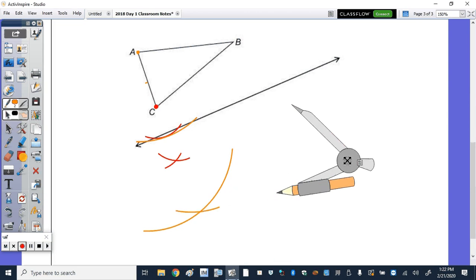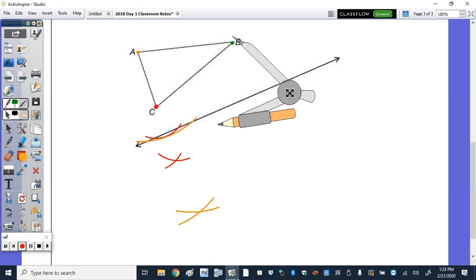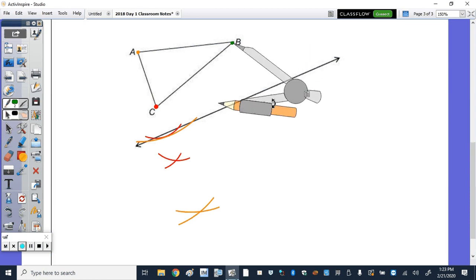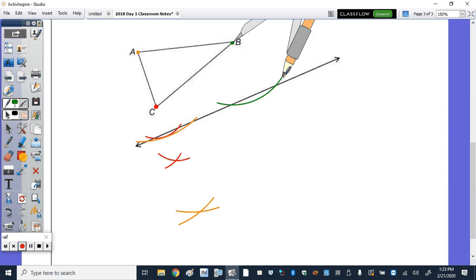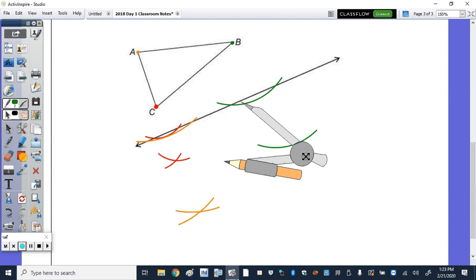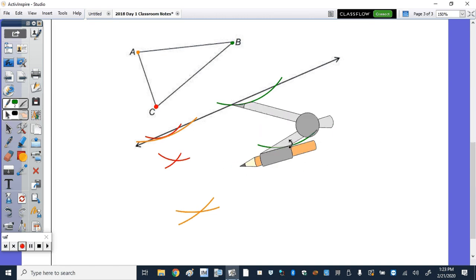And you can always take your eraser and get rid of some of these marks. So for instance, these arcs are really long, and all I need is that X. So I'm going to erase them. Erase that line I made up there. And then I'm going to finish now with B. Okay, line perpendicular through B to the line of reflection. All right, so I'm going to slide my pencil up, again as close as I can. I'm going to draw an arc. And now the X.